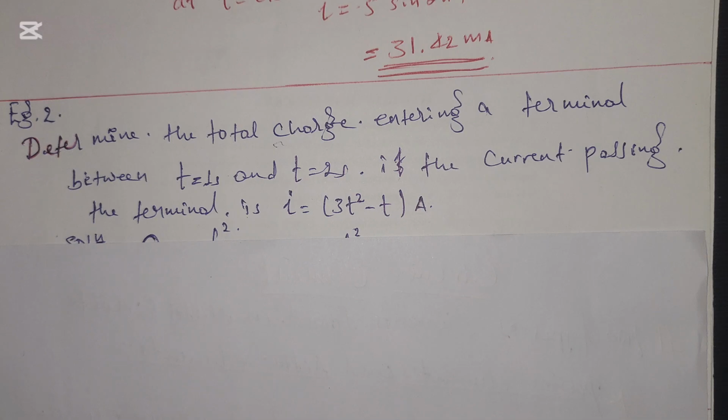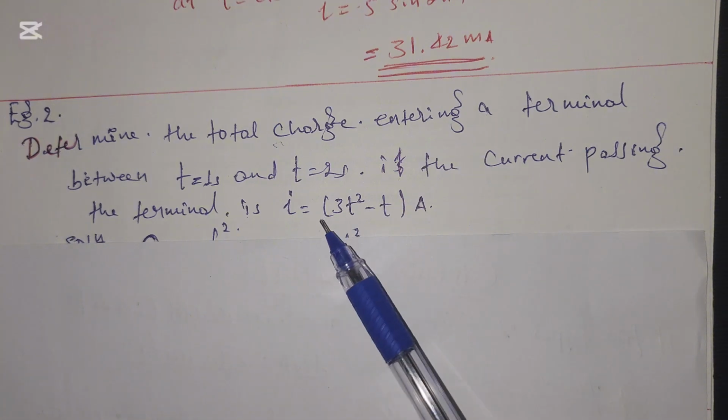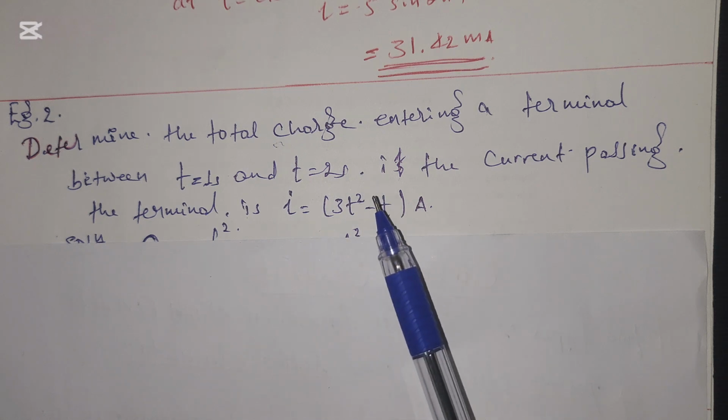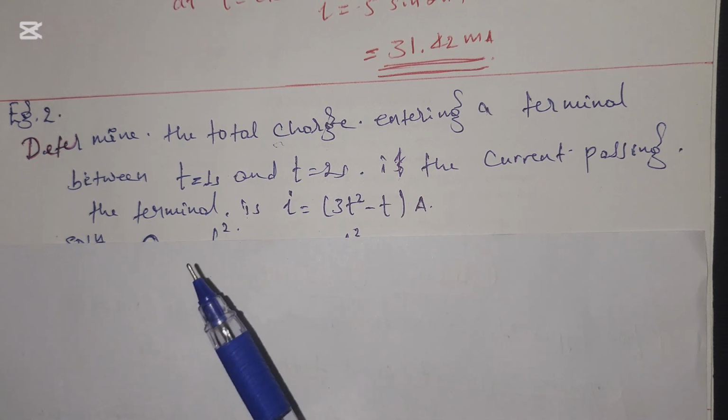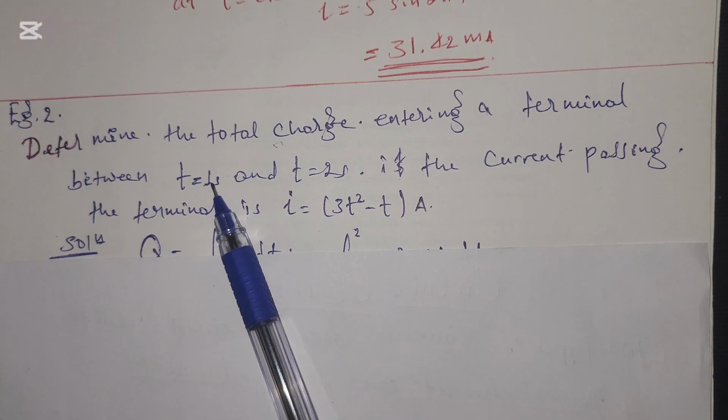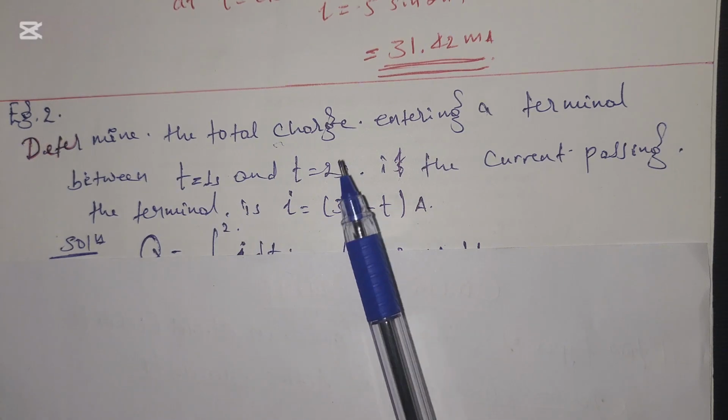Now let's come to the second example. Determine the total charge entering a terminal between t equals 1 second and t equals 2 seconds, if the current passing the terminal is i equals 3t squared minus t. We are given the current as a function of time, and we are asked to determine the charge entering the terminal between t equals 1 second and t equals 2 seconds.